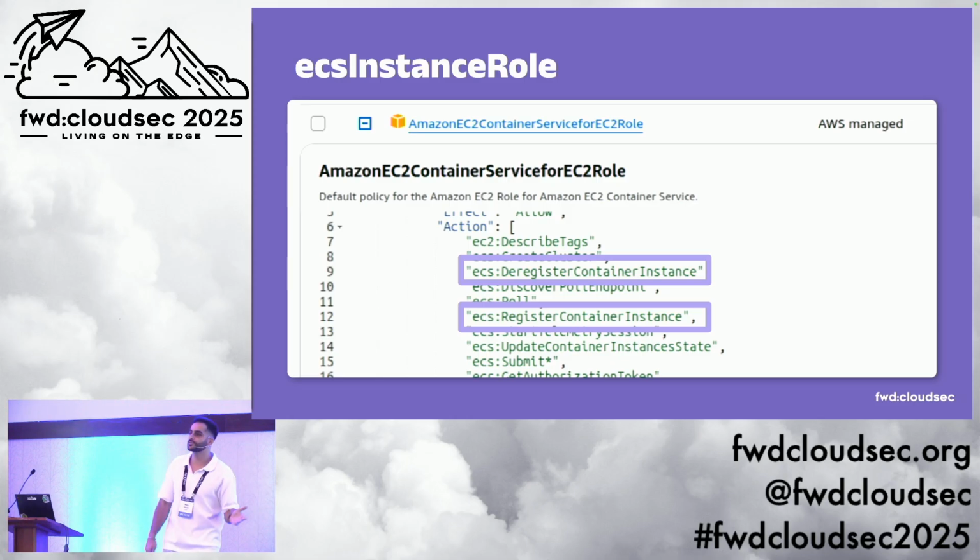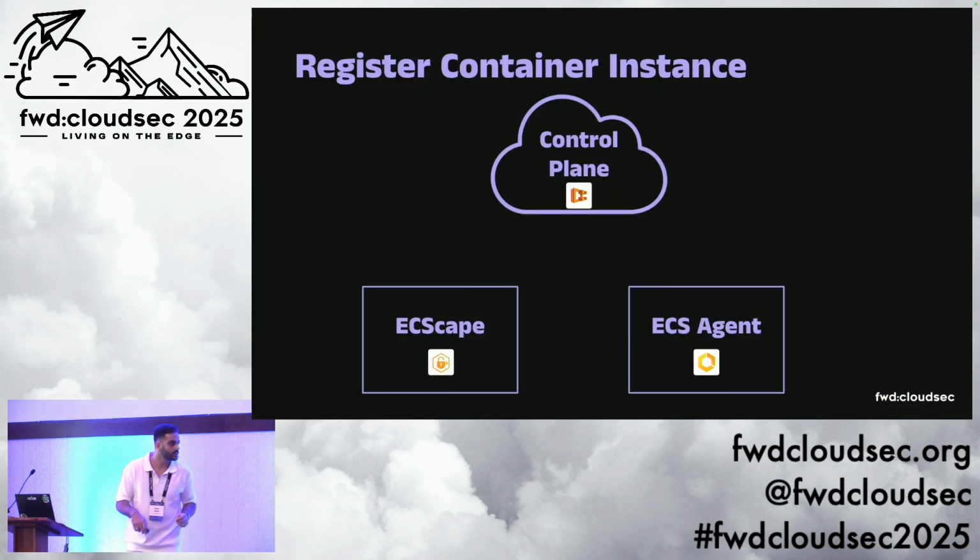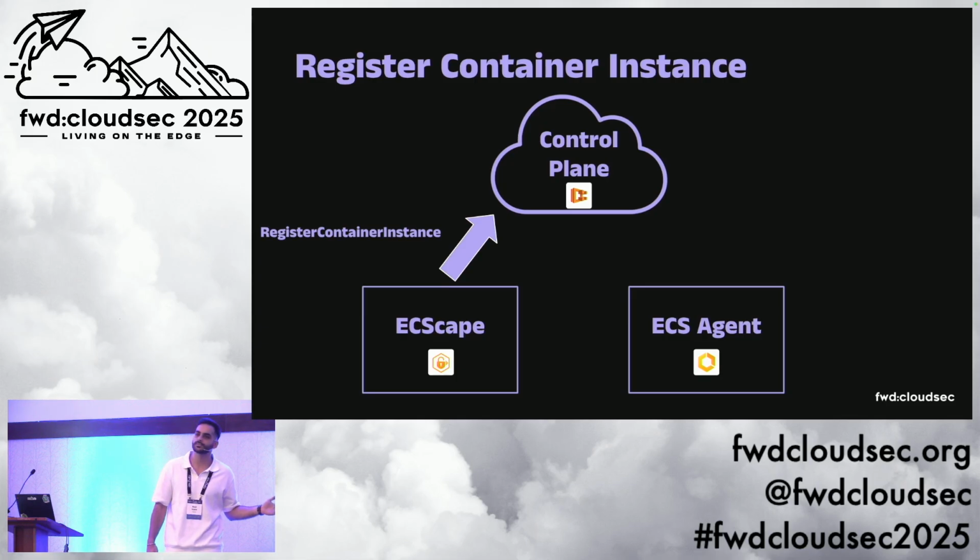Then I went to the instance role again, and I looked at these two permissions, RegisterContainerInstance and DeregisterContainerInstance. These are the permissions used to register the container instance itself by the Amazon ECS agent. So I thought to myself, maybe I can register myself as a new container instance.